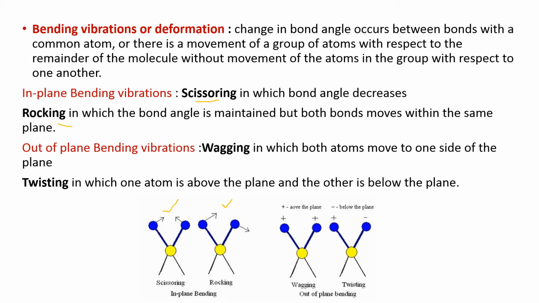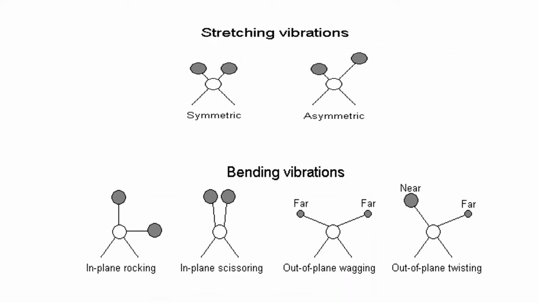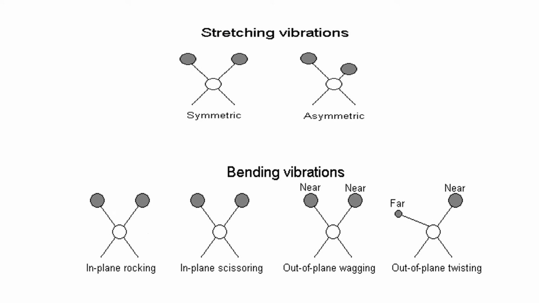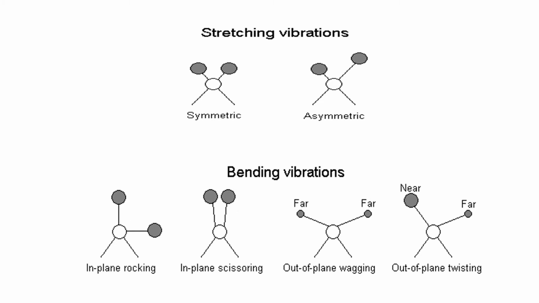Out of plane bending, the first one is wagging. As the dog tail wags, both the atoms move to one side of the plane, again to other side of the plane. Twisting is one atom is above the plane, other atom moves below the plane. They twist like that. So this is how symmetric stretching, asymmetric stretching, one bond increases, one bond decreases.